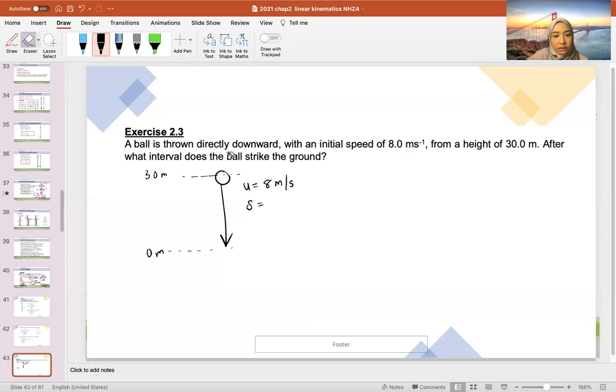After what interval does the ball strike the ground? What is our A in this case? What is our A? Negative 9.81. Negative 9.81. Okay. So saya rasa saya dah tanya like 10 kali dah at this point. So I hope everyone understands that it's always negative 9.81. Okay. After what interval? So it's asking after what interval? Interval means time. So it's asking, hey, what is the time?